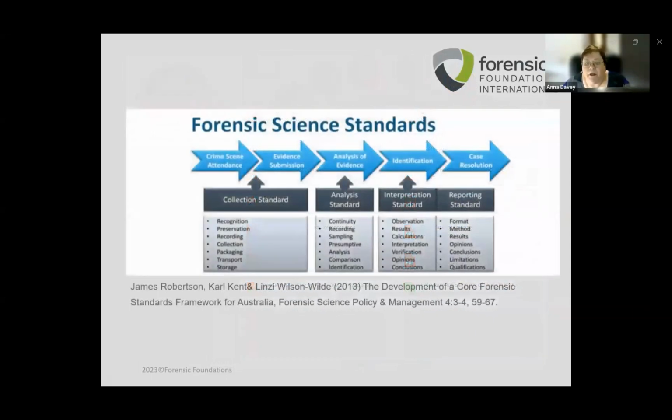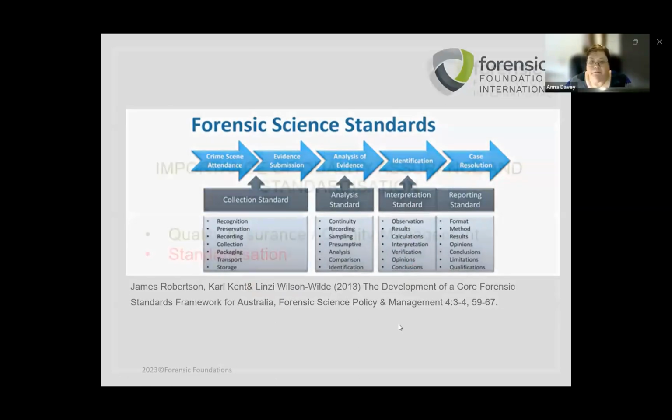All right. Just talking about standards, the Australian standards I was talking to and the ISO standards which are being developed basically cover the whole forensic science process from crime scene attendance through evidence submission, analysis of the evidence, identification, and case resolution. So 17025 tends to maybe start about here and really sort of finishes about there.